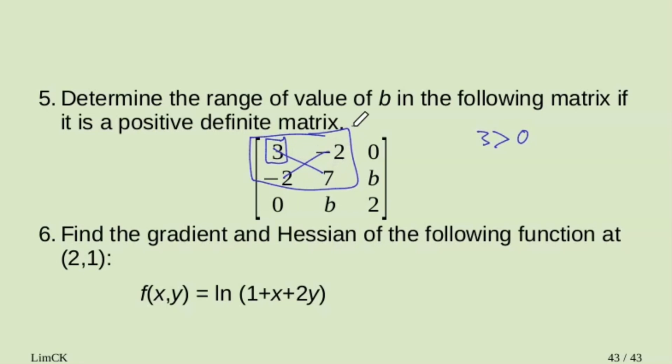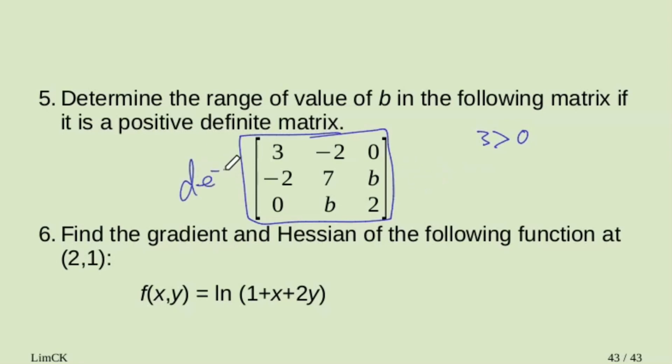But what we want to focus on more is the whole matrix. The determinant of the whole matrix is greater than 0. That means you have to find the determinant of this matrix, and this value must be greater than 0. Then you can find B, or rather the range of B, not a specific value, but the range of B.